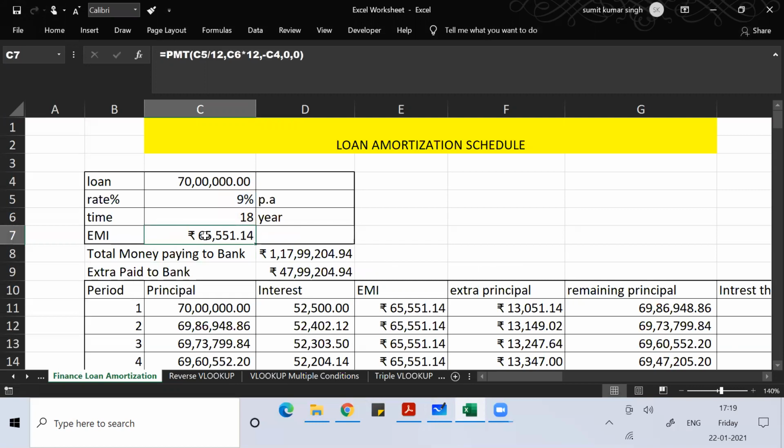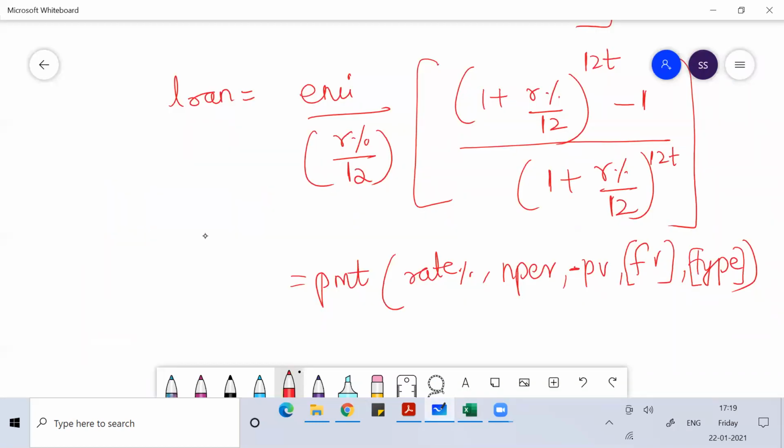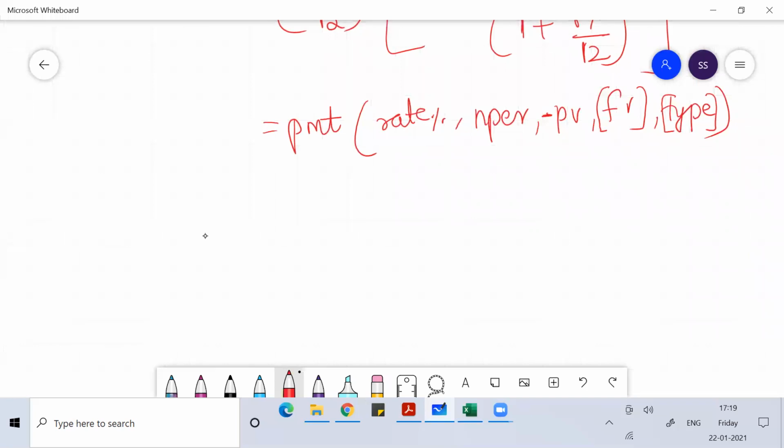Otherwise, if you try to do the same thing mathematically, you can imagine how complicated this calculation can become. Many people do not like that much mathematics, so for them it would be better to use the PMT function in MS Excel. That way, they can do this calculation much faster. Any doubt, anyone? Please post your doubt in the comment option.